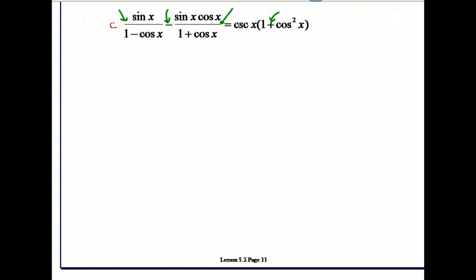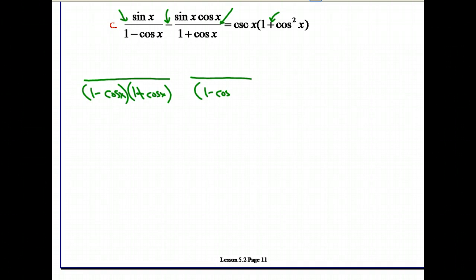All right, how do we subtract fractions? Same way we add fractions. Get a common denominator. And this alone is very good practice. Let me just reset. There we go. So 1 plus cosine x will be our common denominator. 1 minus cosine x, 1 plus cosine x. There we've got our common denominator.